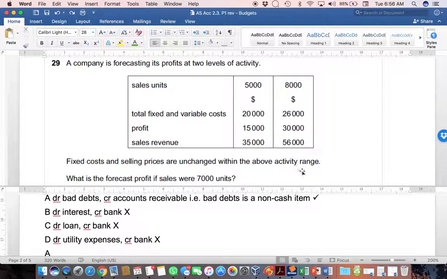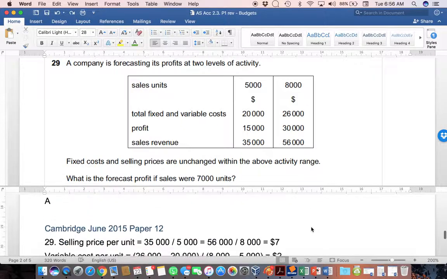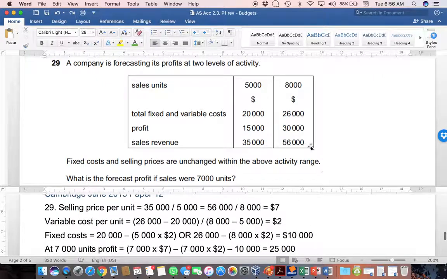So the fixed costs and the selling prices are unchanged. So we know that the fixed cost that is hiding inside here is the same as the fixed cost hiding inside this column. And our selling prices also are the same. So you can take your sales revenue and look at how many units it related to. And in both cases, you should get the same answer.